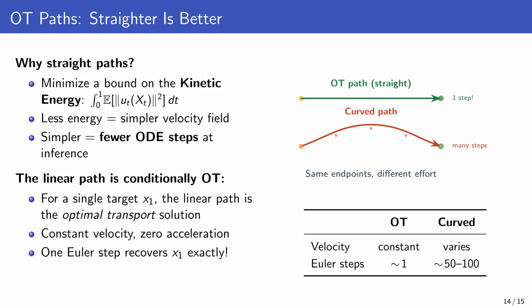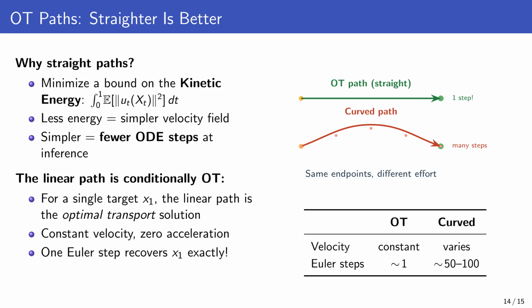In fact, for a single target point x1, the linear path is exactly the optimal transport solution. It is the path that moves probability mass from the source to the target with the least total effort. The velocity is constant, the acceleration is zero, and a single Euler step recovers x1 exactly from x0. Compare the two paths on the right side of the slide. The top path, in green, is the OT path, a straight line from noise to data. One Euler step gets you there.